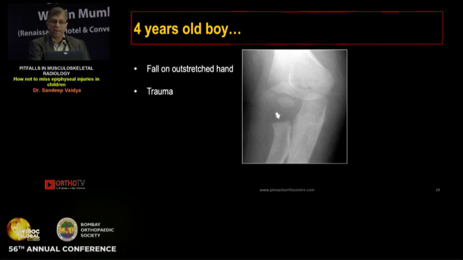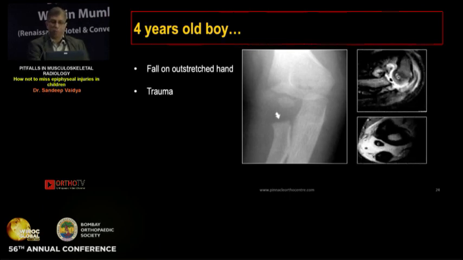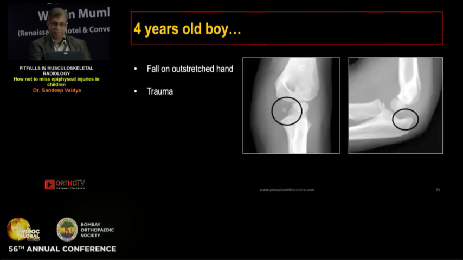However, the pain and swelling is out of proportion to the radiological findings, and therefore advanced imaging is obtained, which shows that actually this is a completely displaced radial neck fracture, which is not visualized on plain X-rays because the radial head is completely unossified. Therefore, such situations where the fracture may be through the cartilage are an indication for advanced imaging like an MRI.